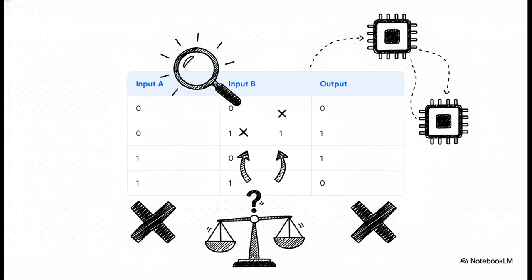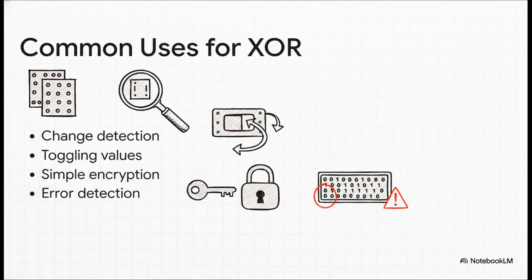But look at the top and bottom rows. When the inputs are the same, both 0 or both 1, the output is 0. It is the ultimate difference detector. This unique property makes XOR so incredibly useful.